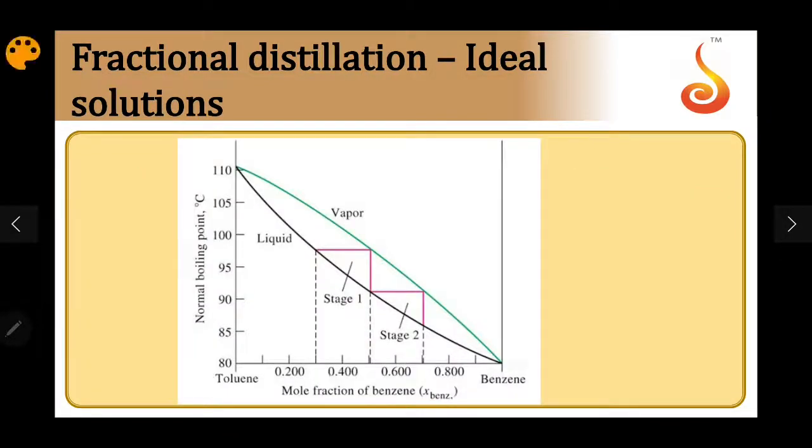Fractional distillation of ideal solution. In case of ideal solution, if I plot only the line joining P naught A and P naught B, this is the boiling point of benzene, this is the boiling point of toluene, 80 degrees and 110 degrees. The upper curve represents the vapor composition, the lower curve represents the liquid composition. If I take some composition here and boil it, the temperature starts rising. When it reaches this point, it starts boiling. The corresponding vapor will have the composition given by that. So the vapor will be richer in the more volatile component.